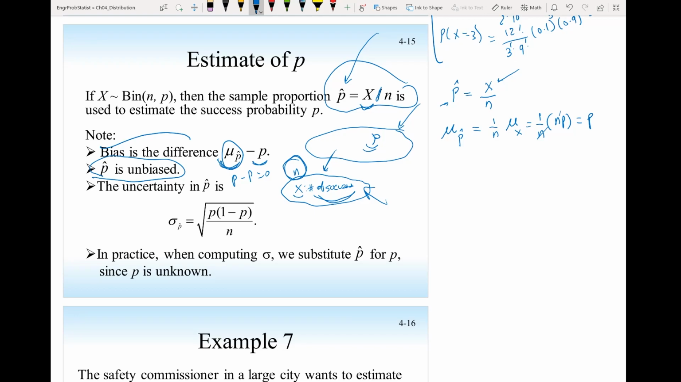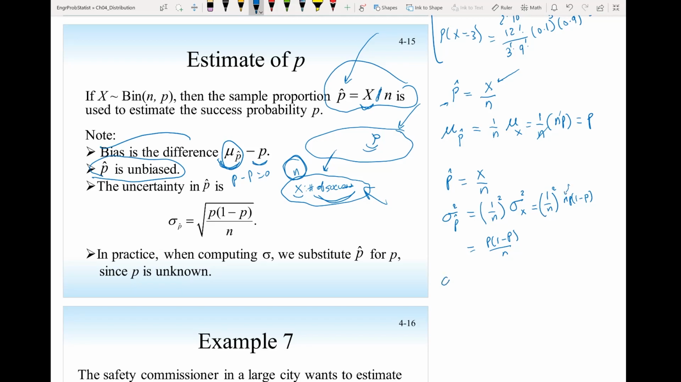So that means if we start with this equation that we use to estimate p, then the variance of p hat equals 1 over n, which is a constant, so that's 1 over n squared times the variance of the random variable x. And we already found the variance of a binomial x is just np times 1 minus p. So this is p times 1 minus p over n. I have n squared in the denominator and n here, so they will cancel.